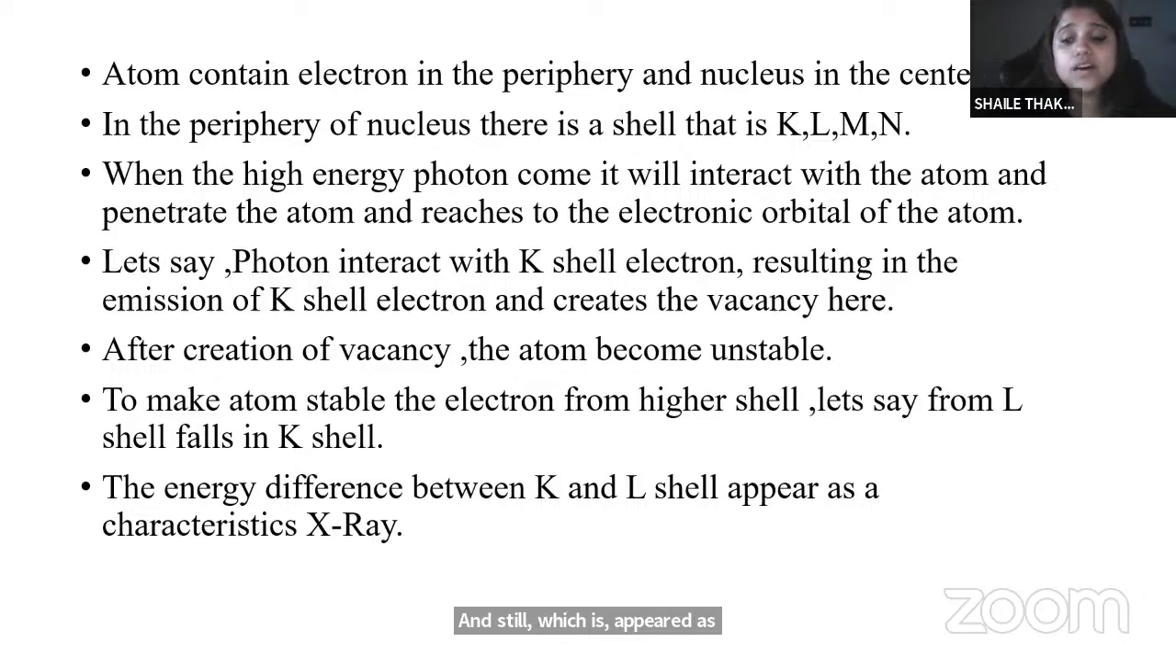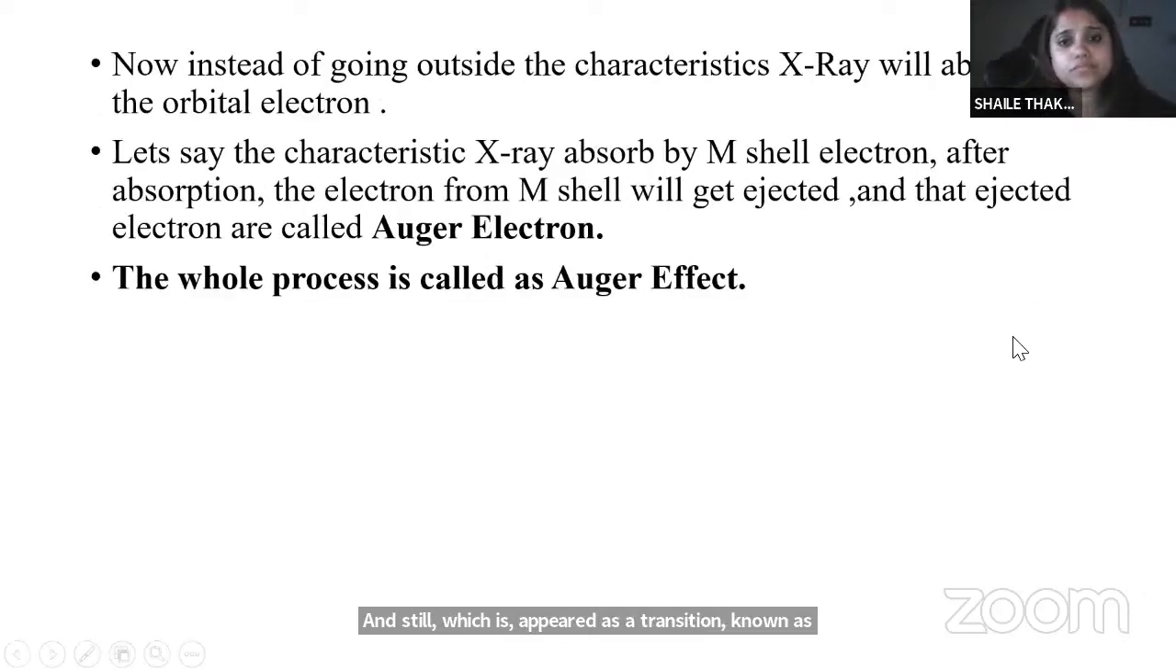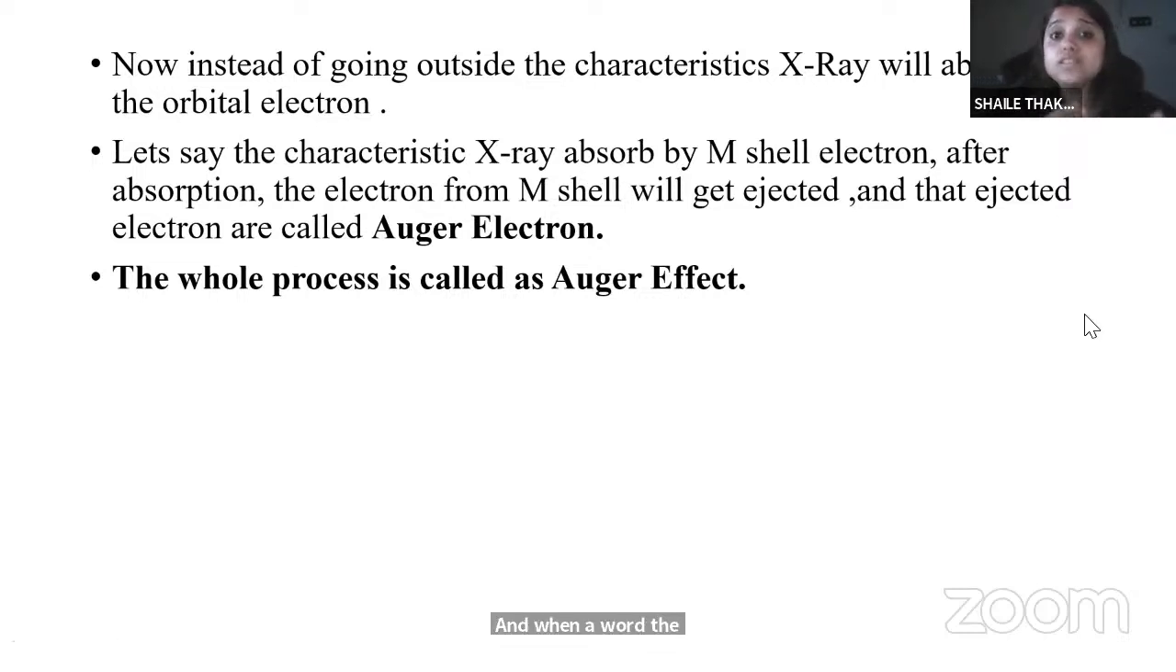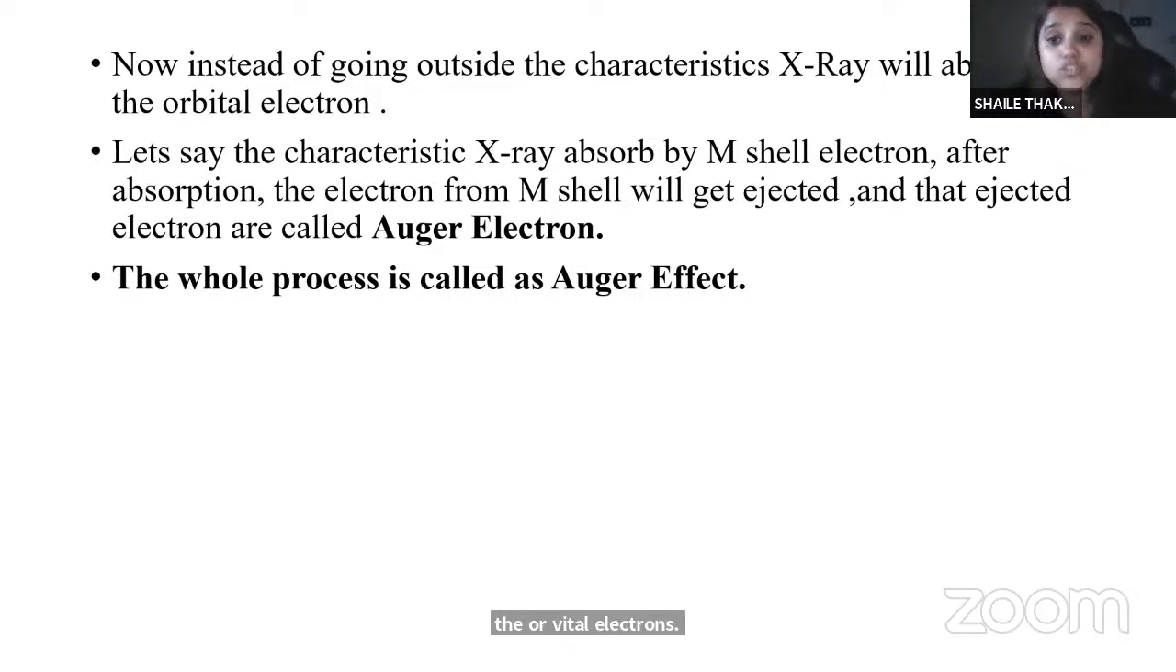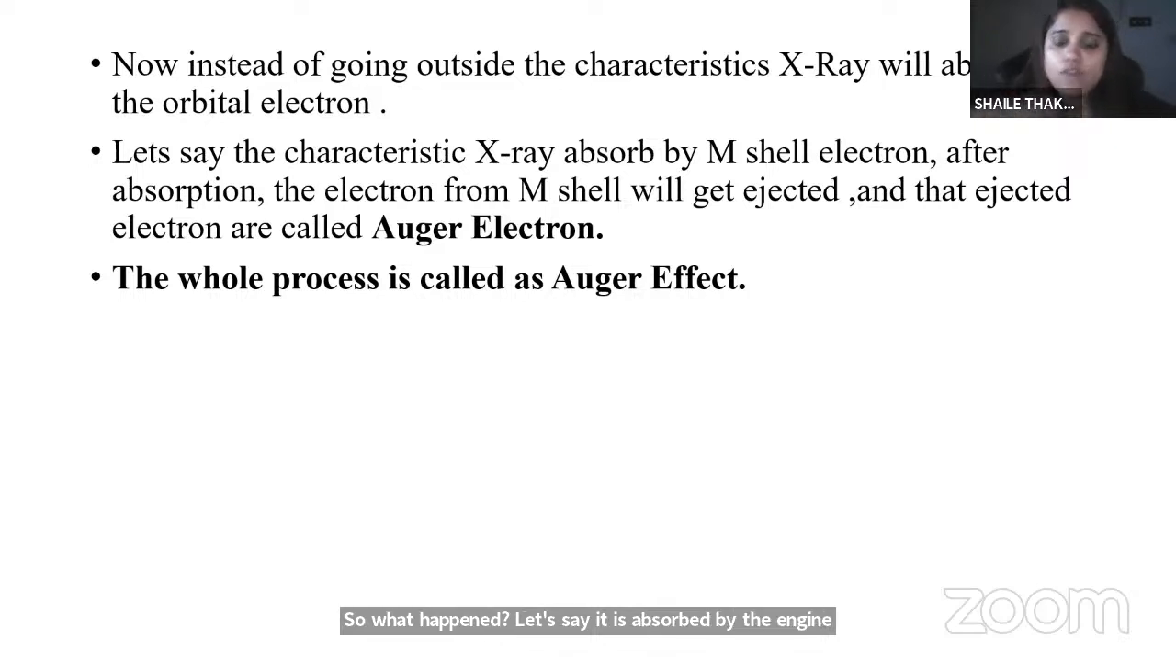Whenever, instead of going outside, the characteristic X-ray is absorbed by the orbital electrons, right? The characteristic X-rays are not going outside, they are absorbed by the orbital electrons. So what happened? Let's say it is absorbed by the M shell. So after the absorption, the electron from the M shell gets ejected.